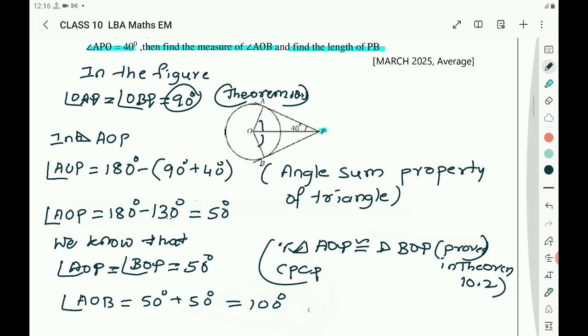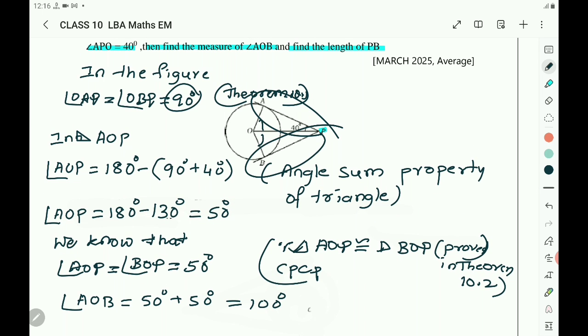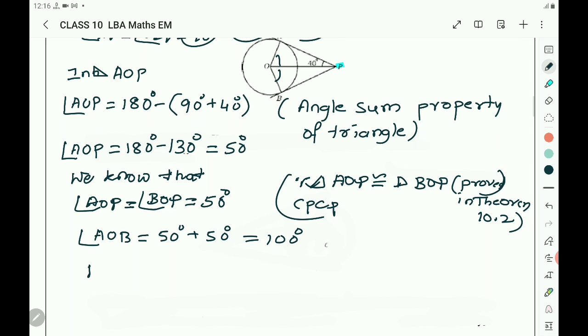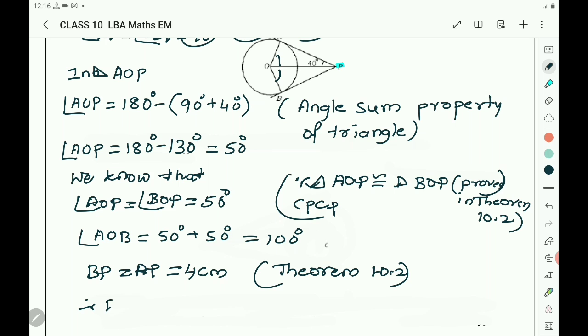And also here AP is equals to BP, that is according to the theorem 10.2. You write BP equals AP. Both are equals to what? 4 centimeter. That is reason theorem 10.2. Tangents from the external point are equal in length. Theorem 10.2. Therefore you write BP is equals to how much? 4 centimeter. BP is equals to 4 centimeter.